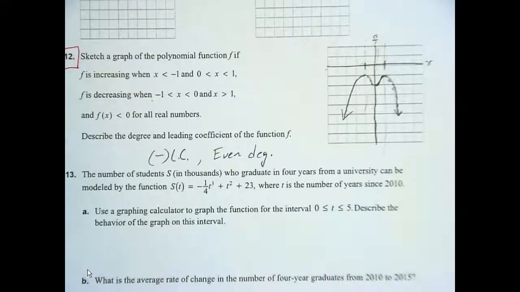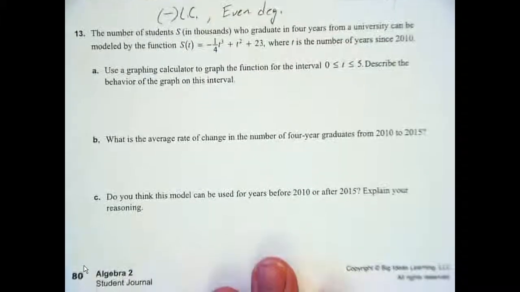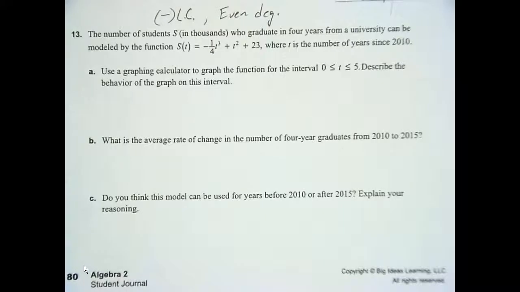Okay. All right, guys. Number 13, we'll do here in a few minutes. But before we do that, I want to go through yesterday's assignment. Okay. Right now, I'd like you to take a look at problem 13. You'll need a graphing calculator. This is in your student journal. I don't want to spend tons of time on it, but I want to put a little time into it. Okay? So, you're able to go get your graphing calculator out. Please set your window.